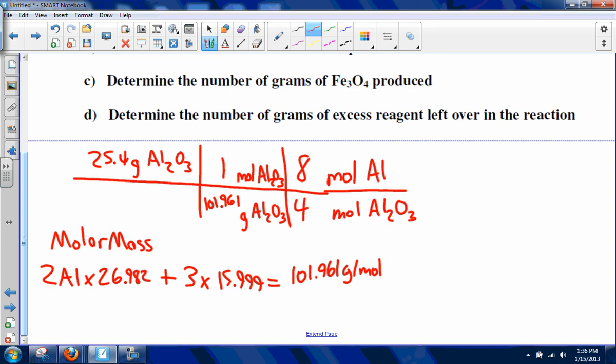Okay, so what I do now, I can go back and check through my units: moles of aluminum oxide, grams of aluminum oxide, grams of aluminum oxide. And I'm going to be left with moles of aluminum. And I need you to multiply straight across on the top.